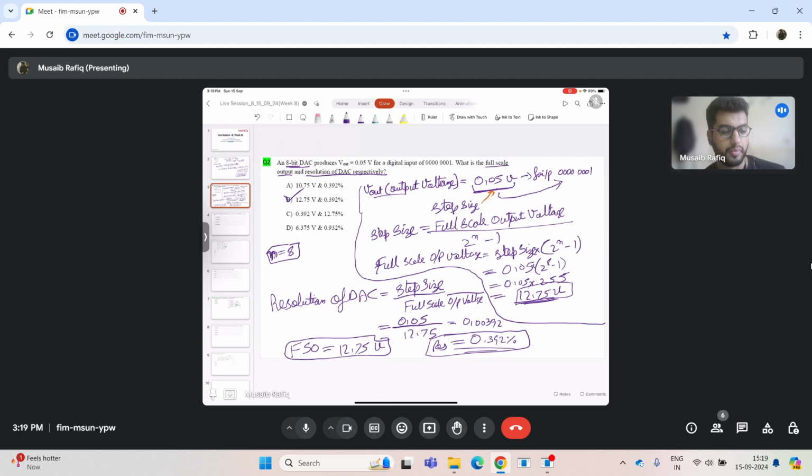After that, we need to compute resolution. Resolution of a DAC is equal to step size divided by full scale output voltage. Step size I know is 0.05. Full scale output voltage I just figured out, and I plug these values in here, and after doing the division, I got my resolution equal to 0.392%. Actually, resolution was 0.00392, but in terms of percentages, we have to multiply it by 100 and we get the percentage. And this was your option B.